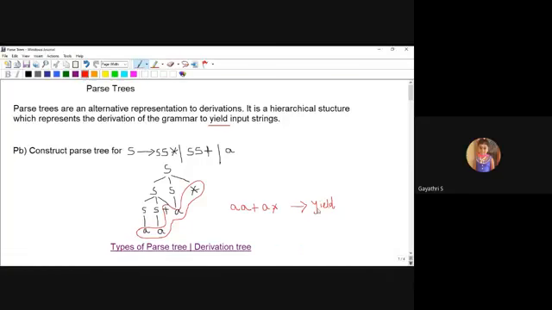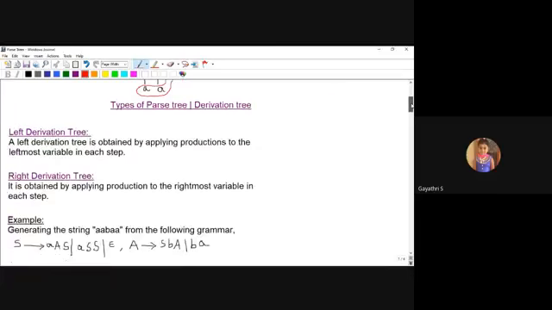So yield is nothing but the concatenation of the labels of the leaves, in left right order. It's called the yield of the parse tree. The concatenation of the labels of the leaves in left right order is called the yield of the parse tree, which is the definition of yield. Okay. Next, again the types of parse tree, or types of derivation tree.